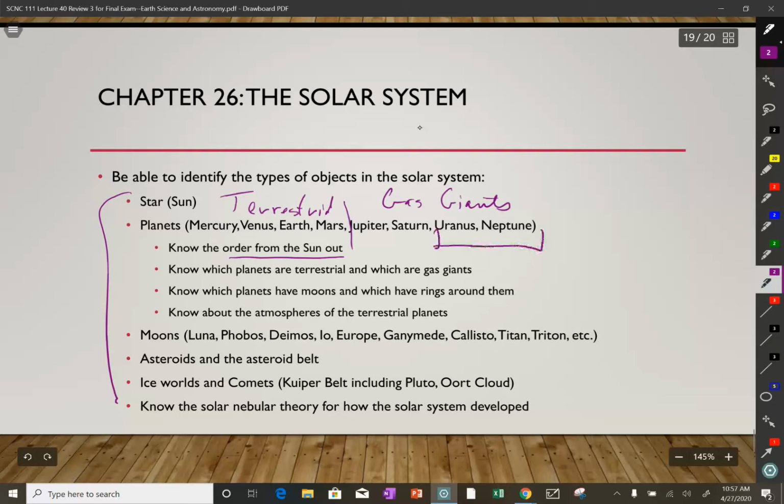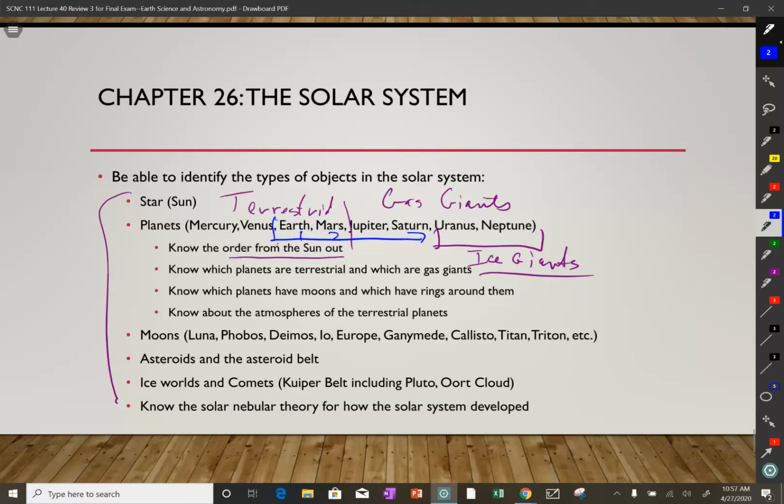These ones here, by the way, are called the ice giants. So just in case you're a fan of Thor and whatnot, that's where the ice giants are. Which planets have moons? Everything from Earth out has moons. Earth has one, Mars has two. The rest of them have very large numbers of moons. These are the major moons. So this is the one for Earth. These are the two for Mars. These are the major ones for Jupiter, the major one for Saturn, the major one for Neptune.